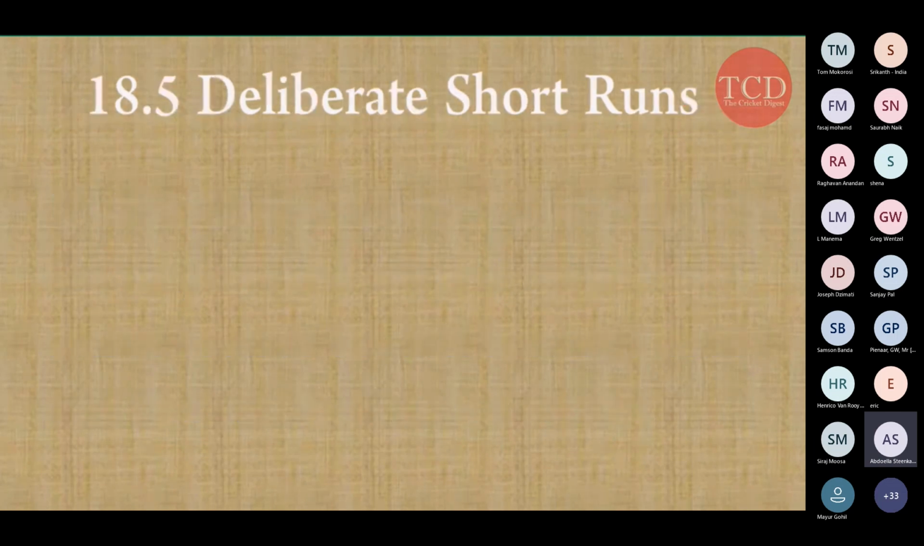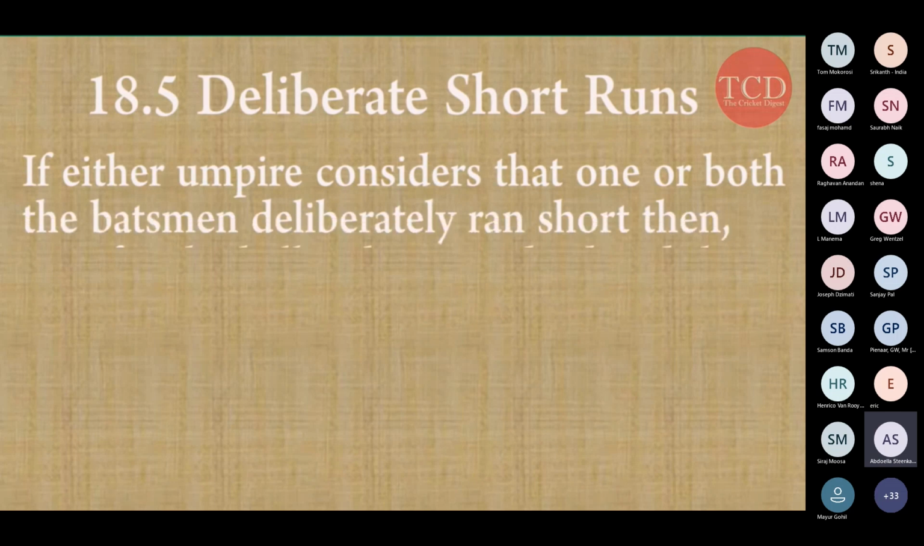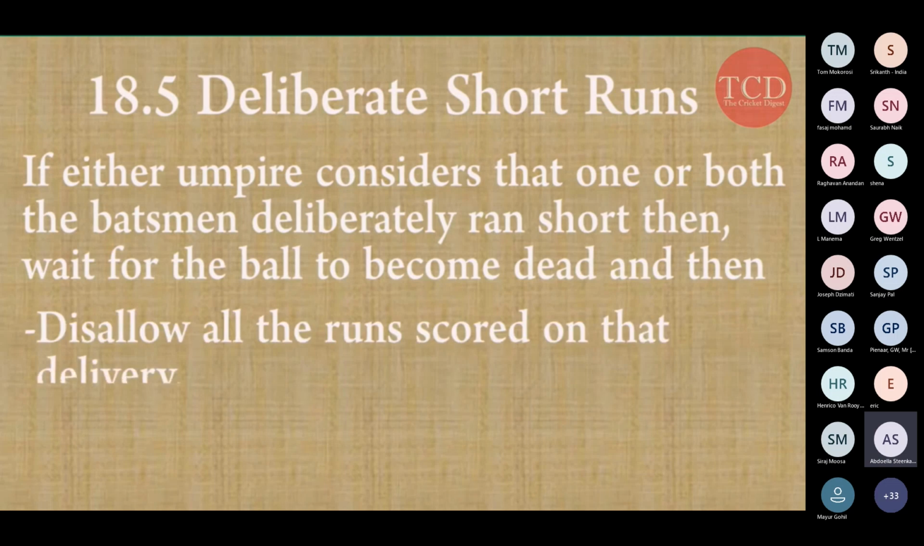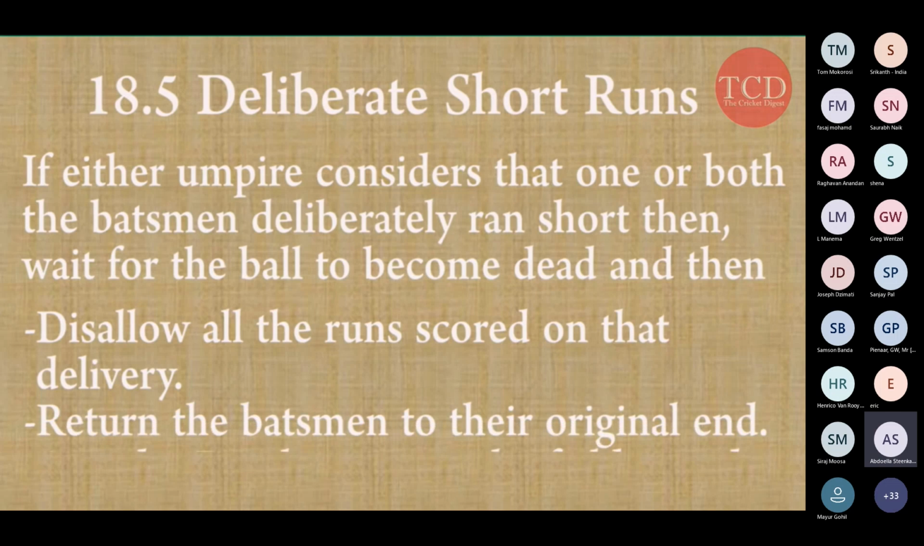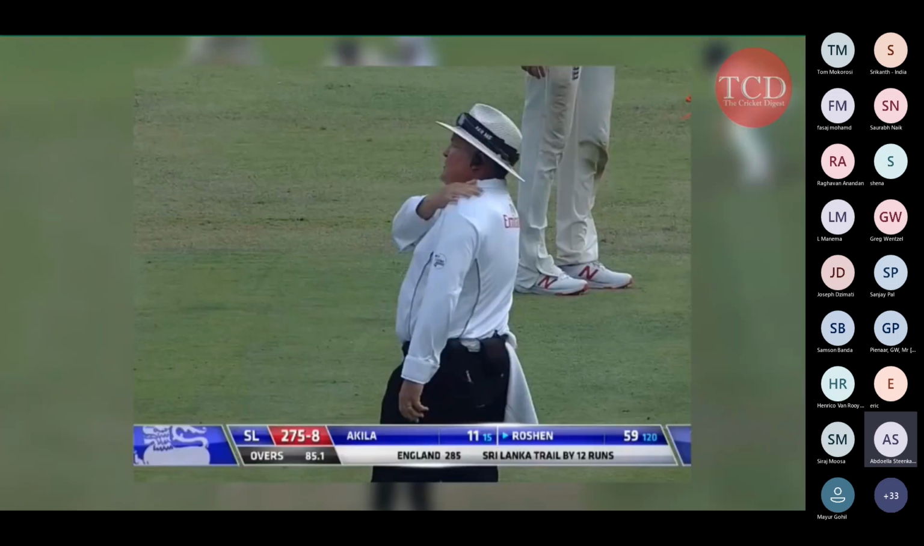Now, let's take a look at deliberate short run. Cricket law states that if either umpire considers that one or both the batsmen deliberately ran short, then wait for the ball to become dead and disallow all the runs scored on that delivery, return the batsmen to their original end, and award 5 penalty runs to the fielding side. Now, let's see why the umpire considered this incident as deliberate short running.